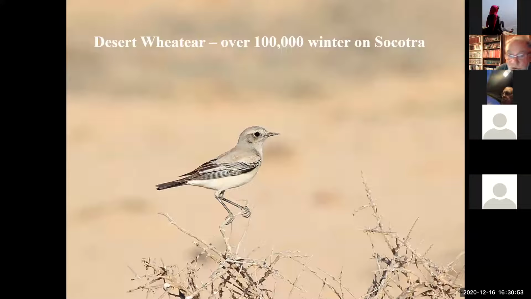Small birds: the desert wheatear. In the surveys that we carried out for breeding birds, we were also able to do some rough calculations on the numbers of other birds wintering, and this is by far the commonest, the desert wheatear, with over 100,000. These birds are certainly coming from Eastern Asia, and this bird may well have hatched in China.